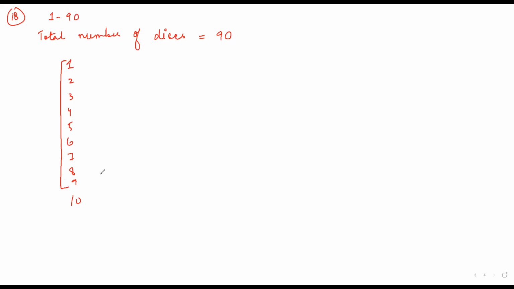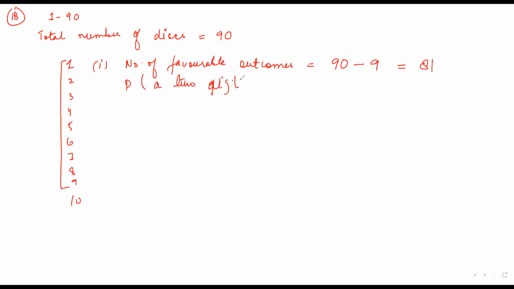Yes, ma'am. Okay, so first case, number of favorable outcomes will be total 90 minus 9. Understood? So it will be 81. The discs containing numbers from 1 to 9 are not my favorable outcomes. So the probability of a 2-digit number will be favorable outcomes 81, by total possible outcomes 90. And it is divisible by 9, so 9 into 9 is 81 and 9 into 10 is 90.